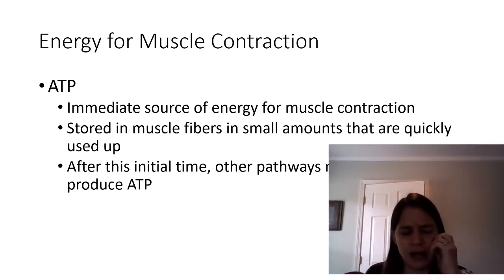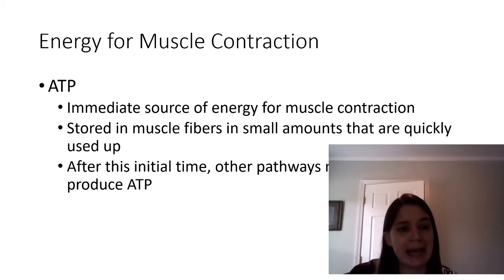Regardless of the version you're using, you're going to use ATP. So ATP is the source of energy for muscle contractions. Some of it's stored in muscle fibers, but that's gone lightning fast. After that first burst is used up, you need other pathways to keep producing ATP.